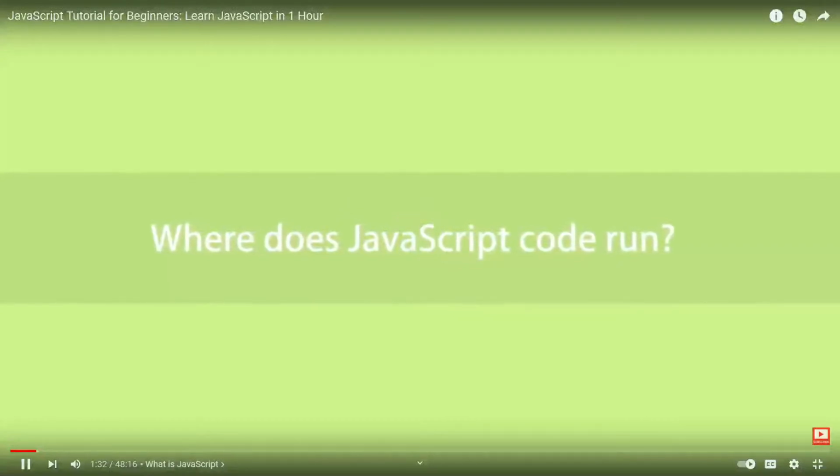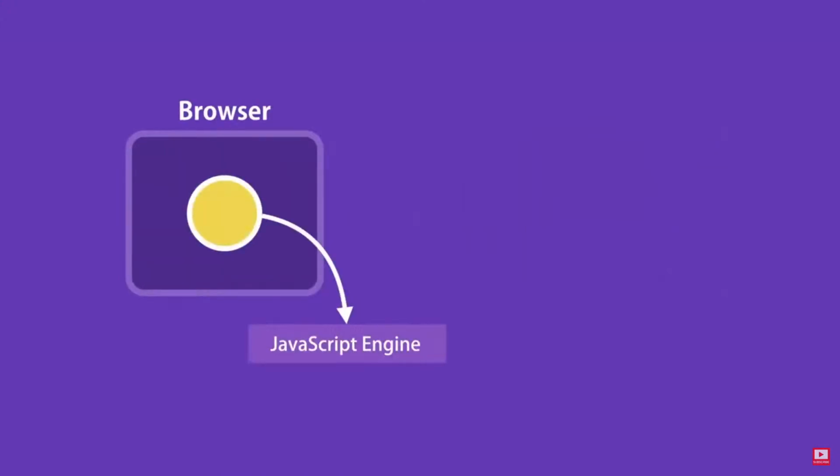Third question, where does JavaScript code run? JavaScript was originally designed to run only in browsers. So every browser has what we call a JavaScript engine that can execute JavaScript code. For example, the JavaScript engines in Firefox and Chrome are SpiderMonkey and V8.